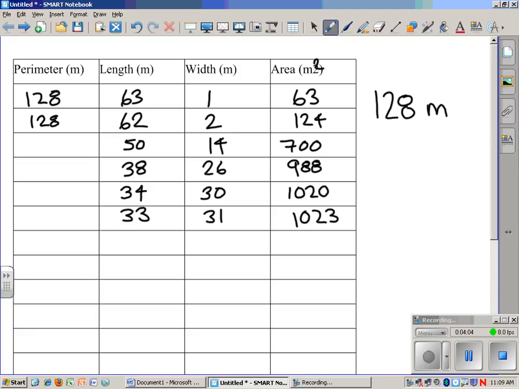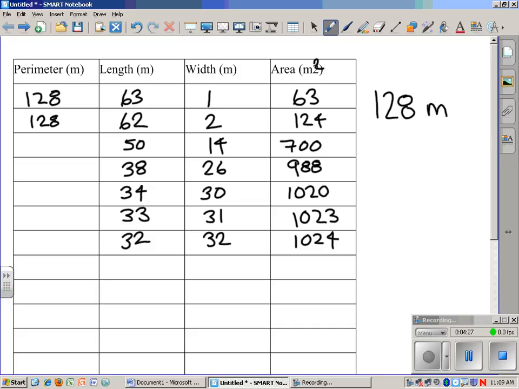Okay, Mike, now we're going to do 32. A perfect square. Awesome. So we have 32 and 32. Our area is going to be, you got it, 1024. So do you think there are any other values that we should have tested?